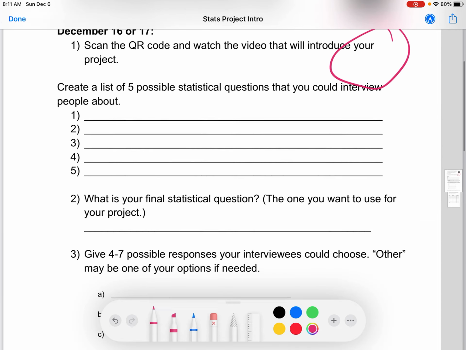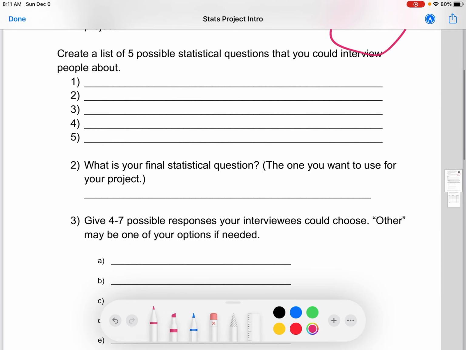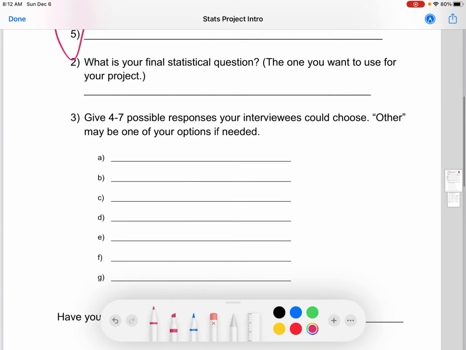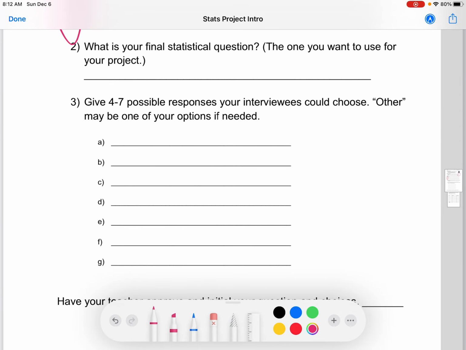Okay, so what you're going to do is, after you understand what a statistical question is, we want you to create five statistical questions, okay? Now, I want you to really think about what those statistical questions are kind of focused or directed towards, all right? What do I mean? I'm going to jump down here to number three. We need you to be able to give 4 to 7 possible responses.